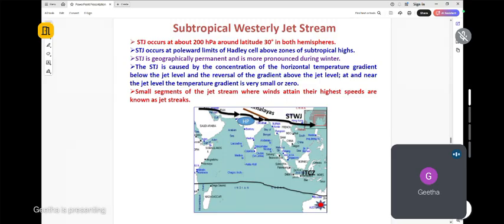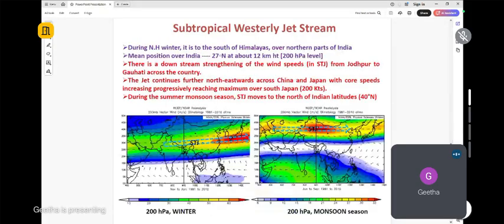Just now we saw how the blue and red colors reverse beyond the 200 hPa level. At and near the jet level, the temperature gradient is negligibly small. And small segments of jet streams where winds attain highest speeds are known as jet streaks. This also we discussed. So during northern hemispheric winter, this subtropical westerly jet stream is seen to the south of the Himalayas. I am showing you the picture here.